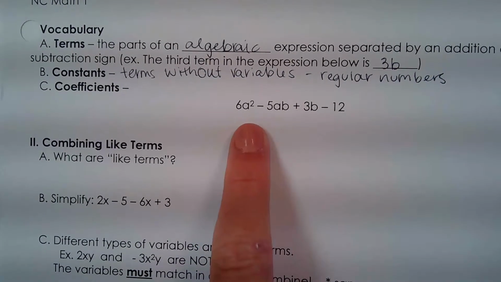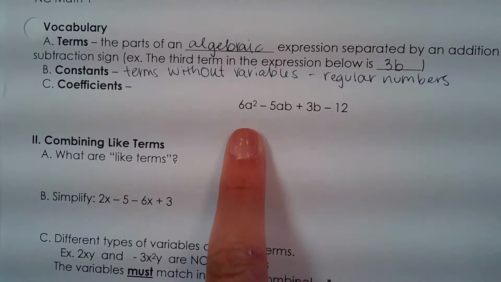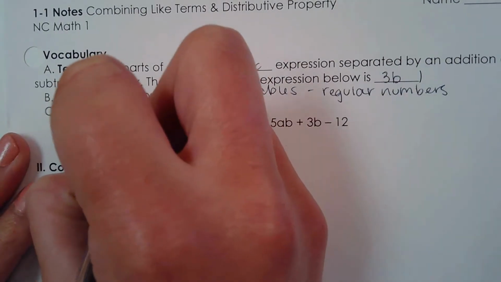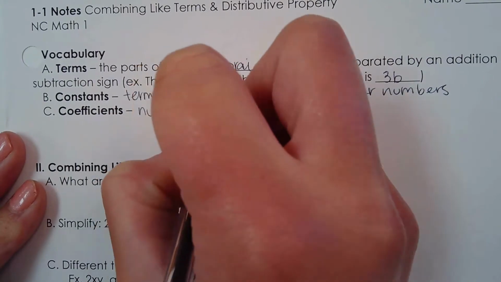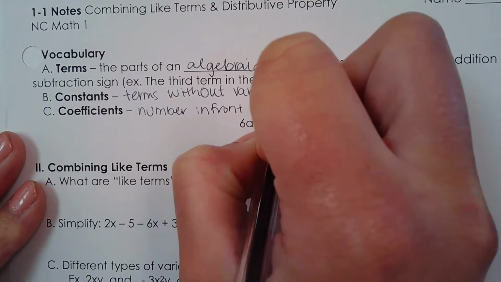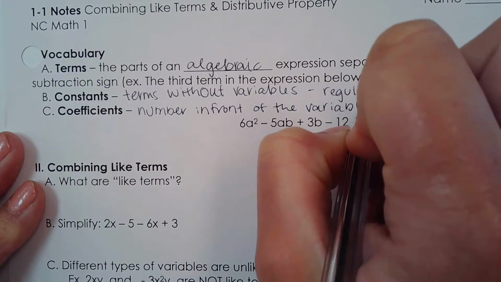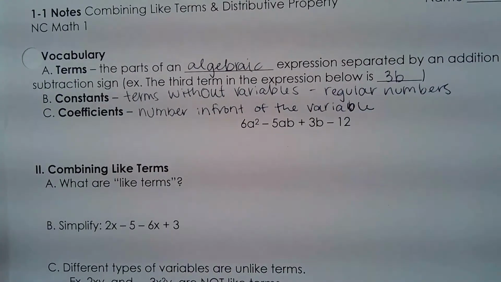So like for the first term, the coefficient would be a what? A 6, because the 6 is in front of your variable. Is that okay? Yeah, so your coefficient is the number in front of the variable. Are we all right so far?